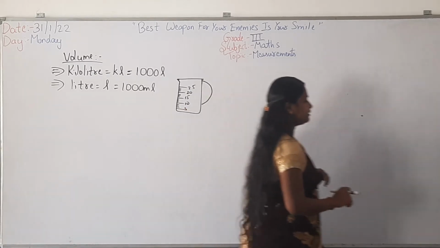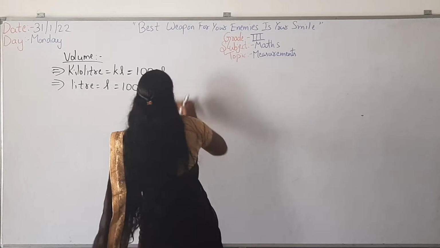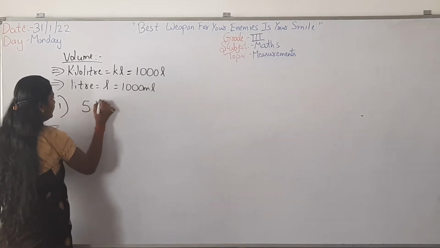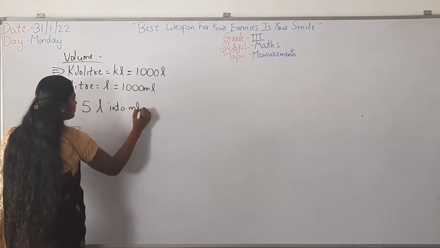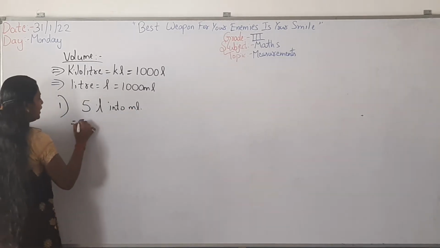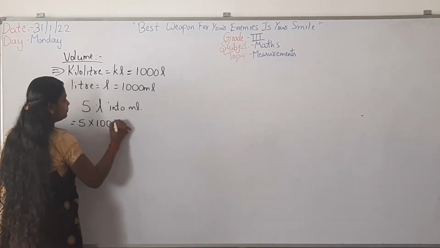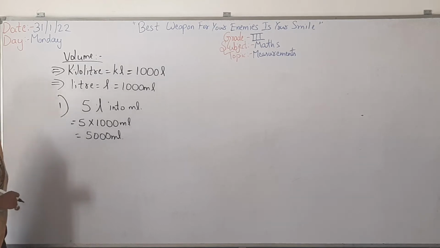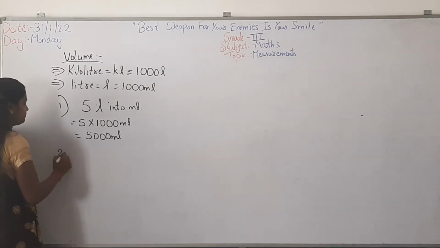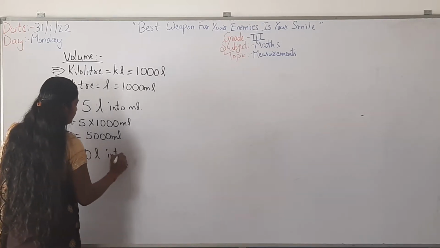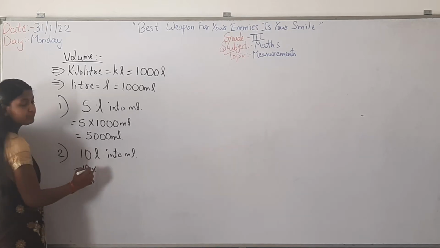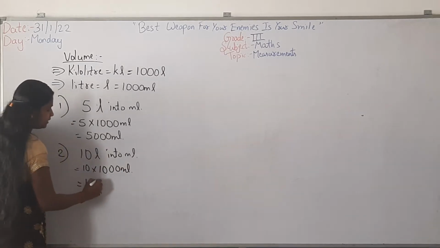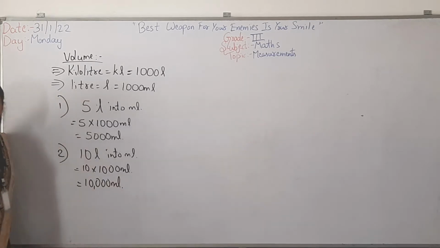Now we learn how to convert the measurement. First one is 5 liter into milliliter. So you have to convert liter into milliliter. 5 into 1000 ml equals 5000 ml. Understood? Next, 10 liter into ml. So 10 into 1000 ml. So what will be the answer? 10,000 ml. Understood?